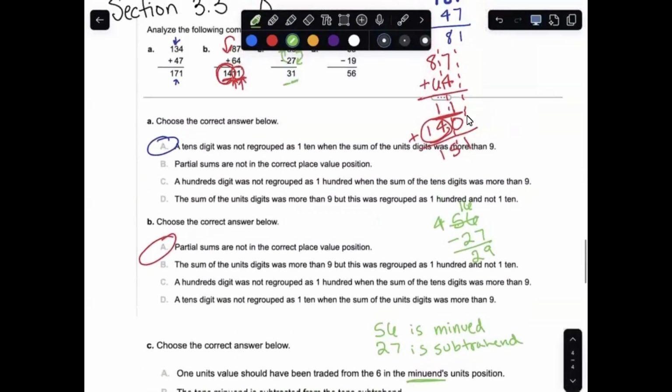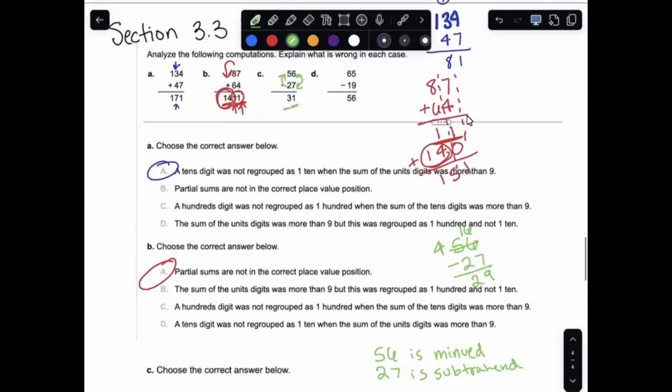Okay, last but not least, we have part D, which is 65 minus 19 is 56. If we were typically going to do this problem, I would say 65 minus 19. I would regroup, and instead of 6 tens and 5 ones, I would say I'm going to have 5 tens and 15 ones. Then I subtract 9 from 15, and that gives me 6. And then I subtract 1 from 5, and I have 4.